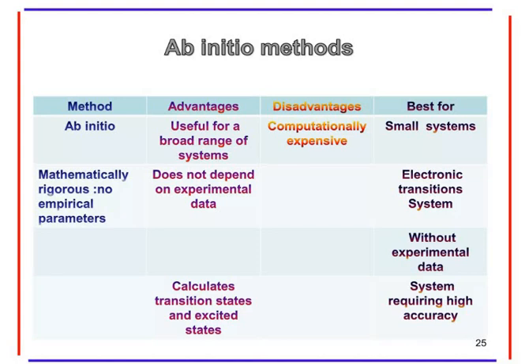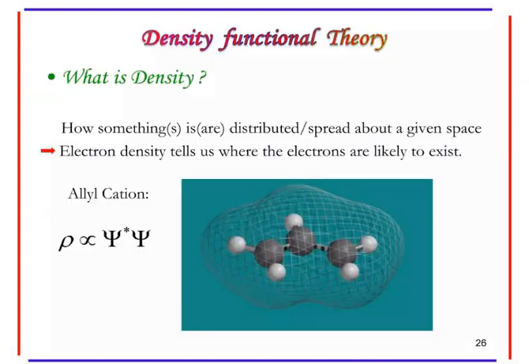So ab initio is useful for a broad range of systems. It is computationally expensive, suited to small systems, and mathematically rigorous, with no empirical parameters and no dependence on experimental data. It handles electronic transitions. You can see it calculates transition states and excited states. It is best for systems requiring high accuracy.